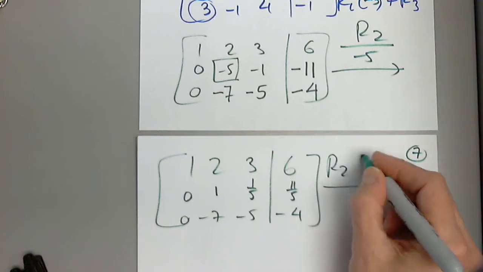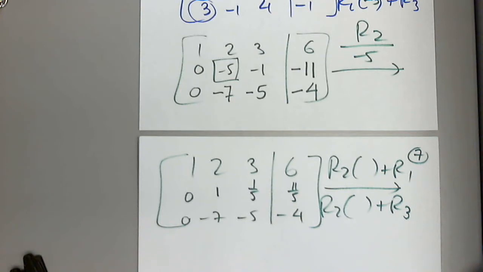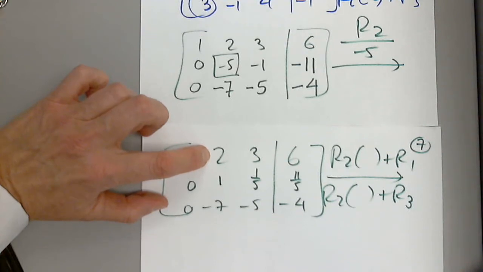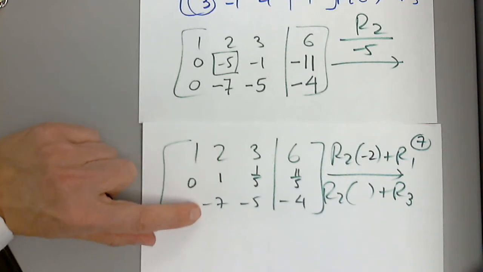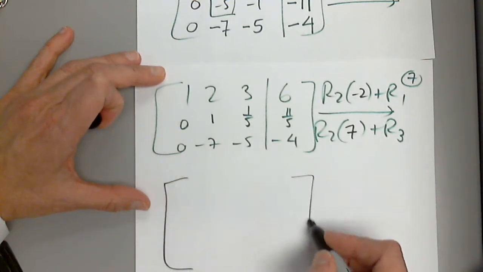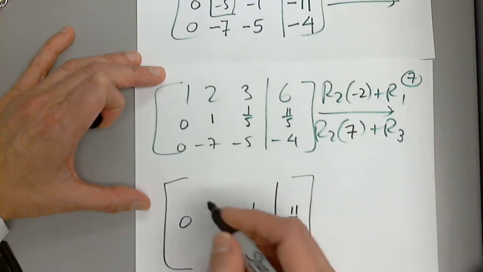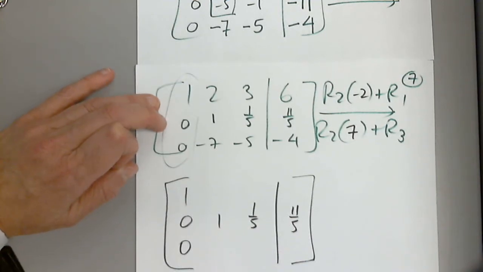Obviously I have to use row 2 twice, to add it to row 1 and to add it to row 3. I want to eliminate a 2. What do I multiply this by to add it here? Good. I want to eliminate a negative 7. What do I multiply this by to eliminate this? Perfect. Which row do I have to copy? 0, 1, 1/5, 11/5. If somehow I break this, I'm going backwards and I will never solve.